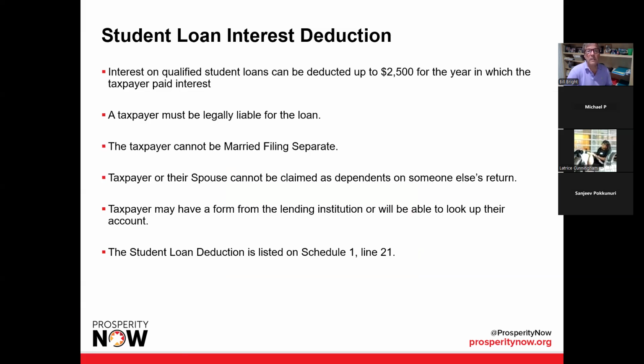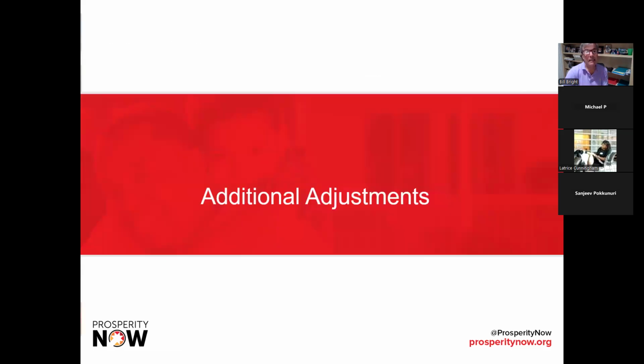Student loan interest deduction: you can deduct up to $2,500 for the year in which the taxpayer paid the interest. Again, they must be liable for the loan. This isn't something mom and dad can claim, or if they're party to the loan, they can't put it on junior's tax return. They can't be filing married separate, and they can't be claimed as a dependent on someone else's return. There should be the appropriate form from the bank or loan processor that shows the amount. It's a 1098-E.